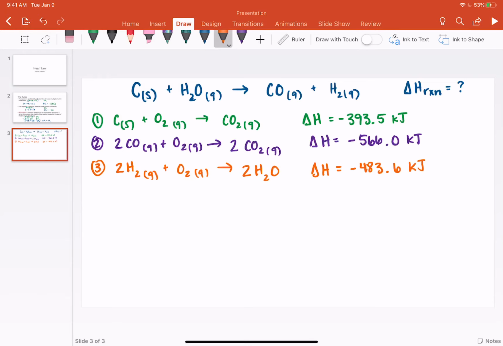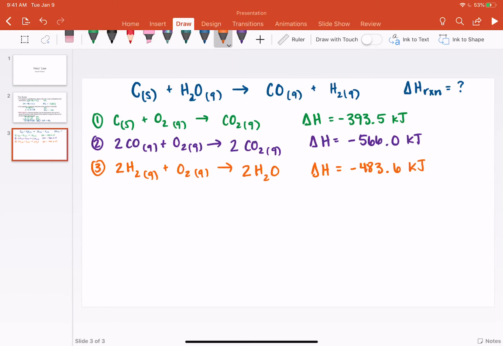So what we're trying to do here is we're trying to combine these three reactions in a way that is going to give us the top reaction. So that means that all of our products and reactants have to be on the correct side, and we don't want to end up with anything that wasn't in our original chemical equation. So that means that we don't want to end up with any O2, and we don't want to end up with any CO2.